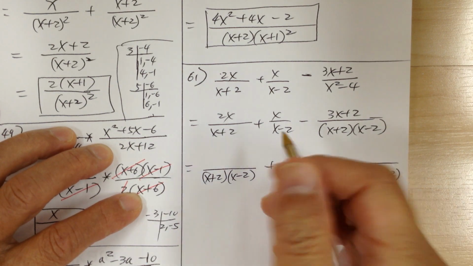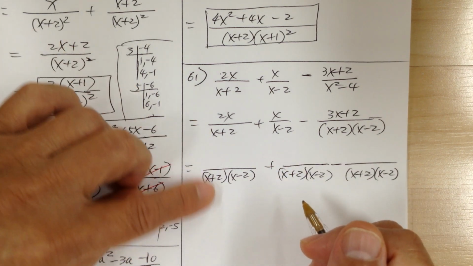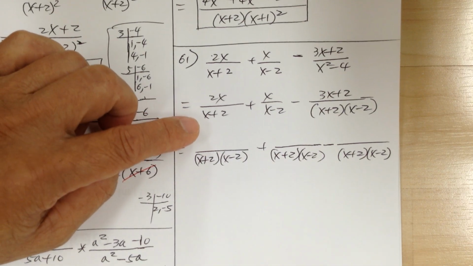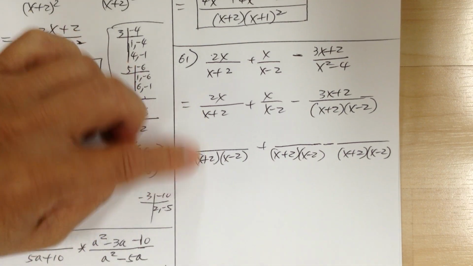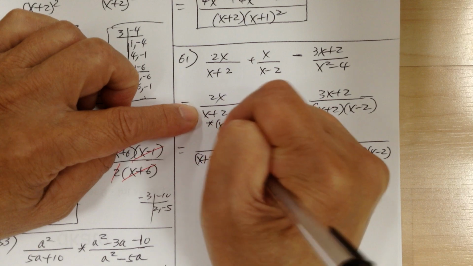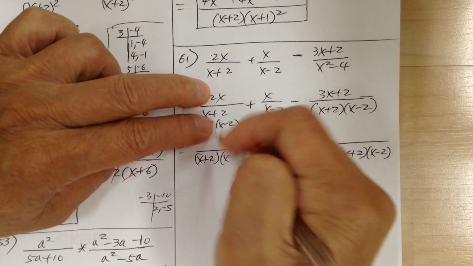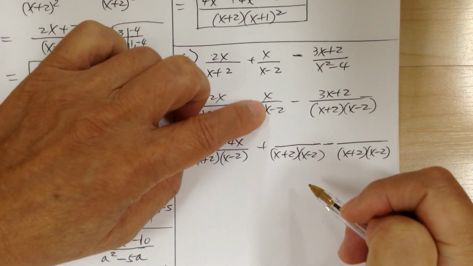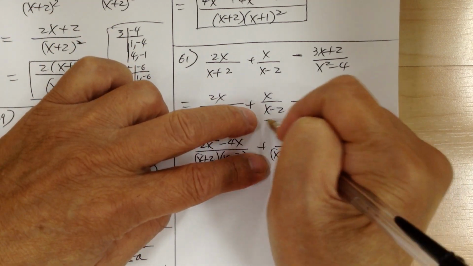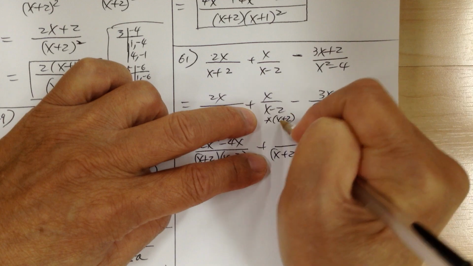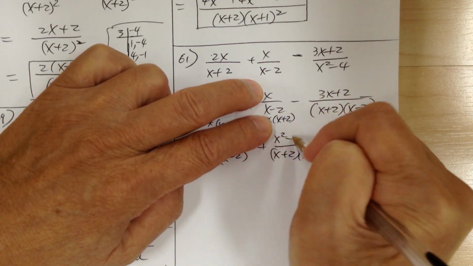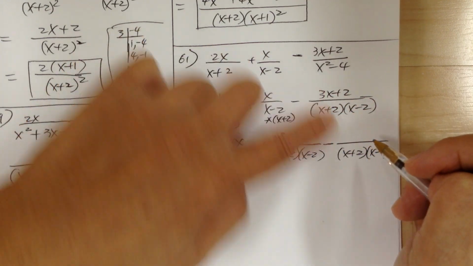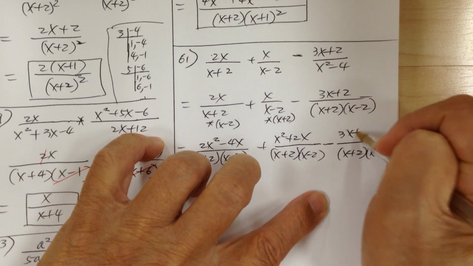Okay, then you go to step 3. You're going to start to figure out what you need to do on the top. So from here to here, you're missing x minus 2. Okay, so when you multiply, you get 2x squared minus 4x. From here to here, you're missing the x plus 2. Okay, so when you multiply, you get x squared plus 2x. This one you don't have to do anything, so it would be 3x plus 2.